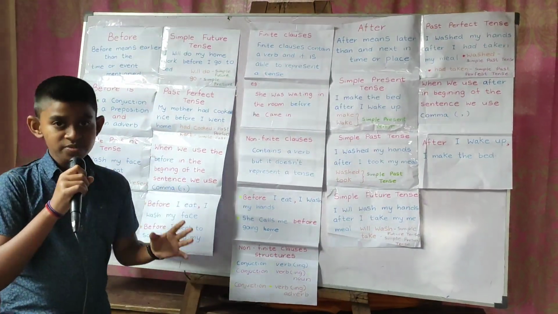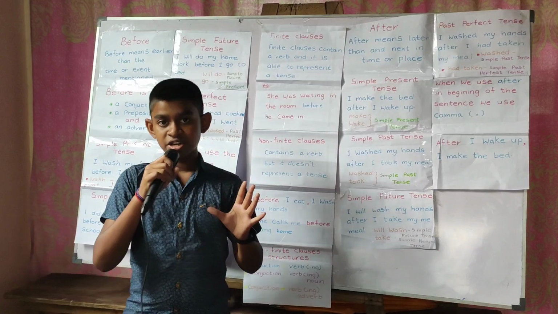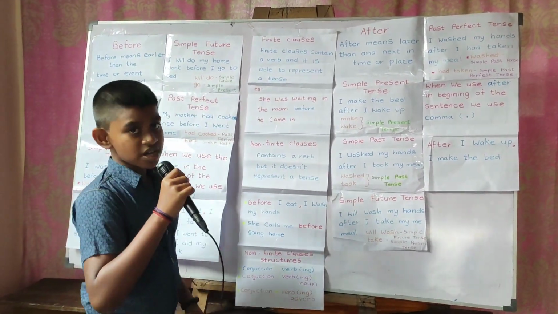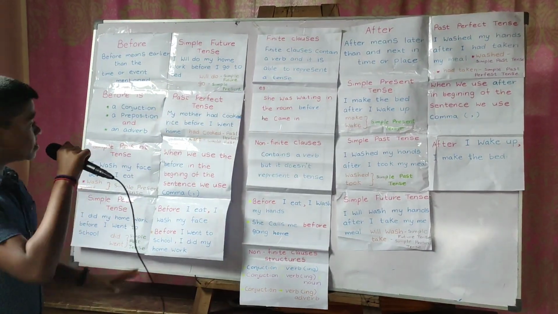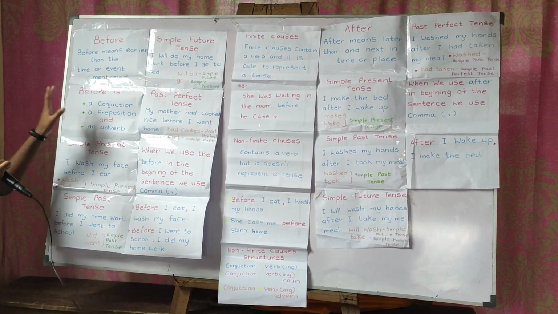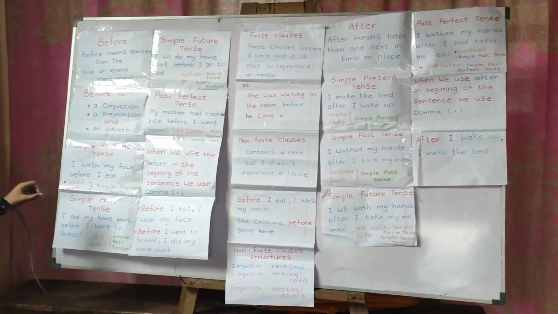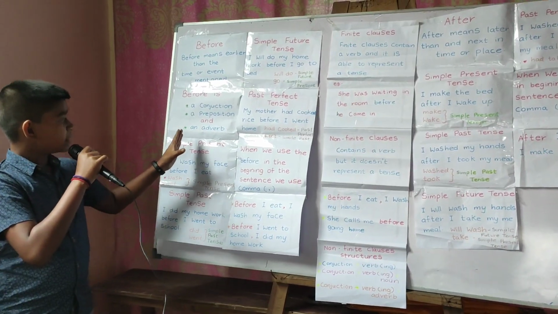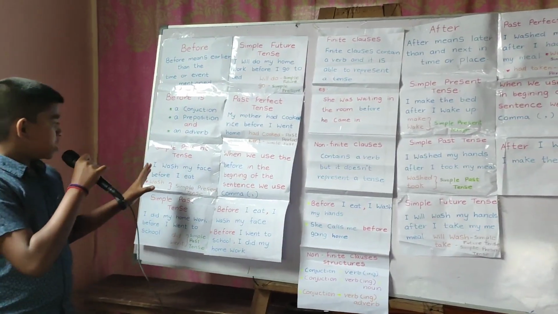Okay, what do we mean by a conjunction? We use a conjunction to combine two or more sentences. So now let's see what we mean by before. Before means earlier than the time of mention. Before is a conjunction, a preposition, and an adverb.